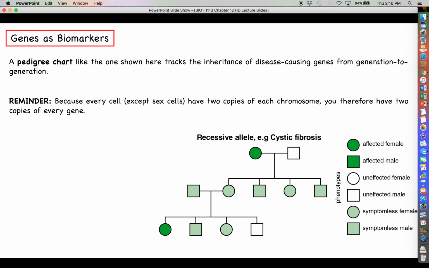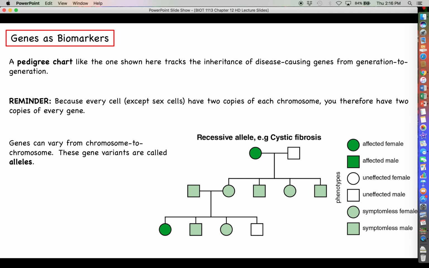Now, a reminder, because it's easy to forget, every cell in your body except for your gametes, your sex cells, either sperm or egg, have 2 copies of each chromosome. So you've got 2 copies of chromosome 1, 2 copies of chromosome 2, and so on and so forth. So, therefore, you have 2 copies of every gene. So, if we know that a disease is caused by a mutated gene, we need to know whether that mutation exists on one of the chromosomes or both of the chromosomes.